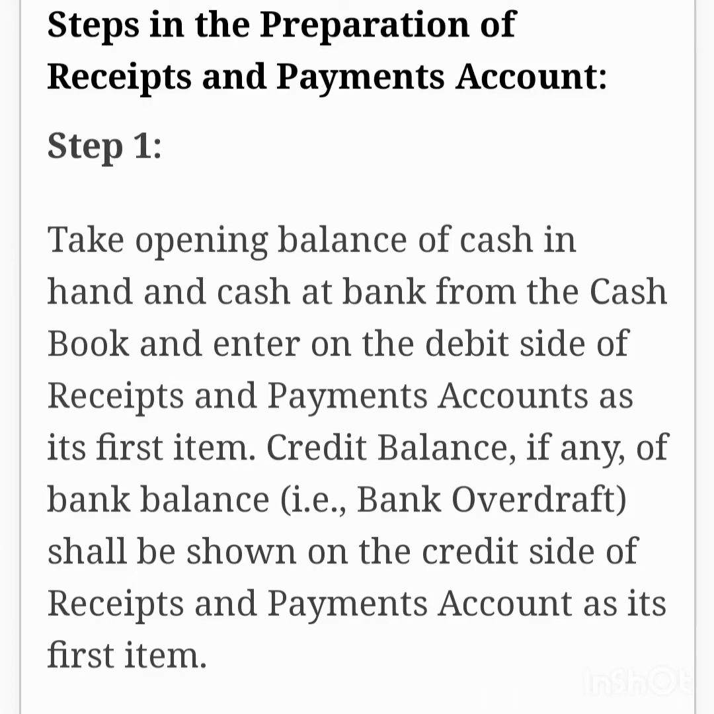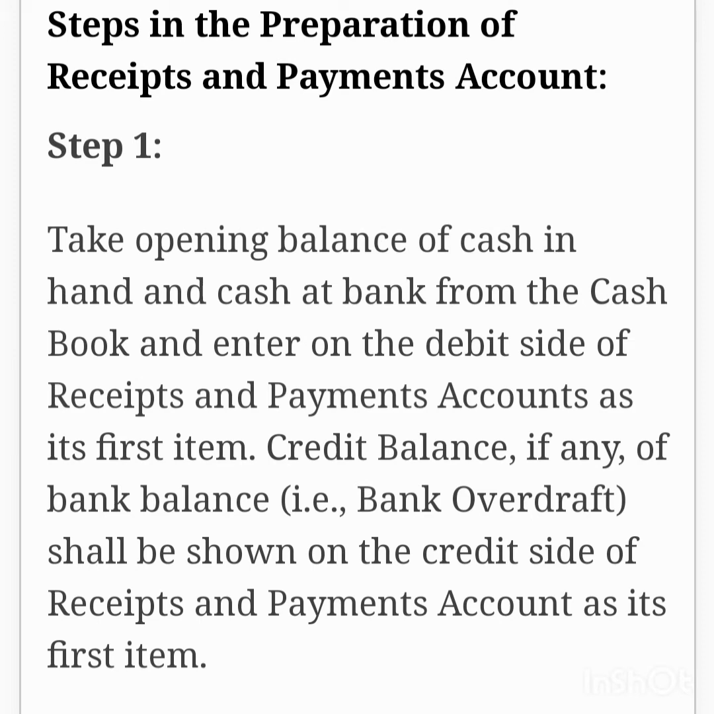Today in this module we are going to learn how to prepare the receipts and payments account of a non-profit organization. The important steps in the preparation of receipts and payments account are: first step is take the opening balance of cash in hand and cash at bank from the cash book and enter on the debit side of the receipts and payments account as its first item.